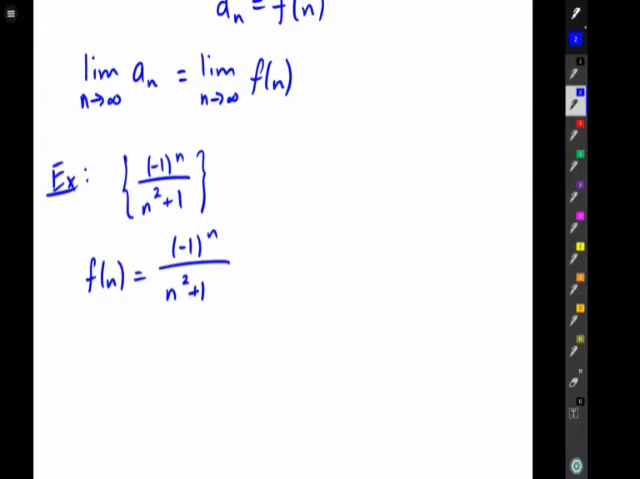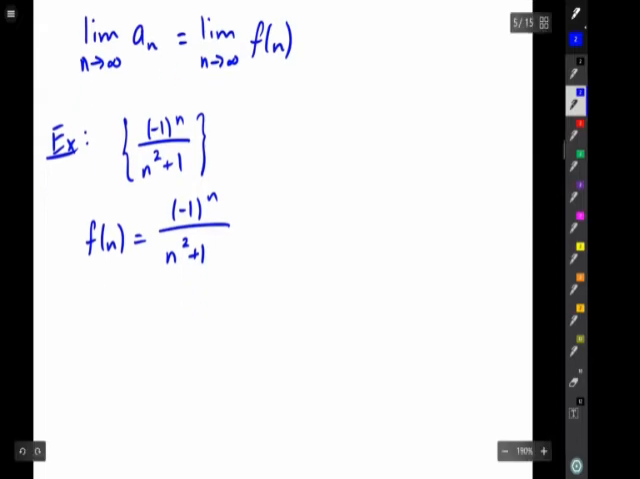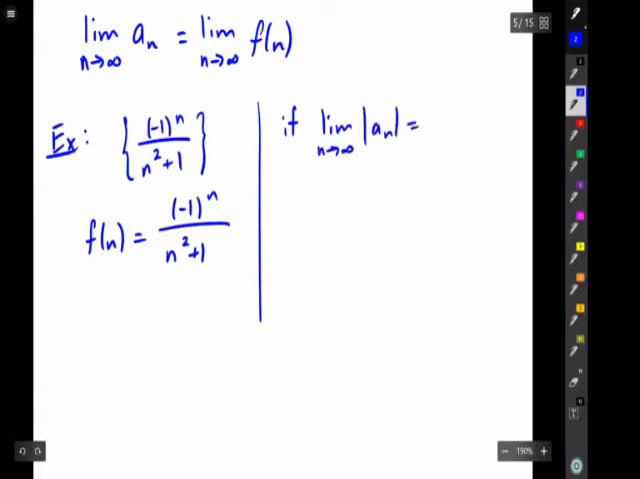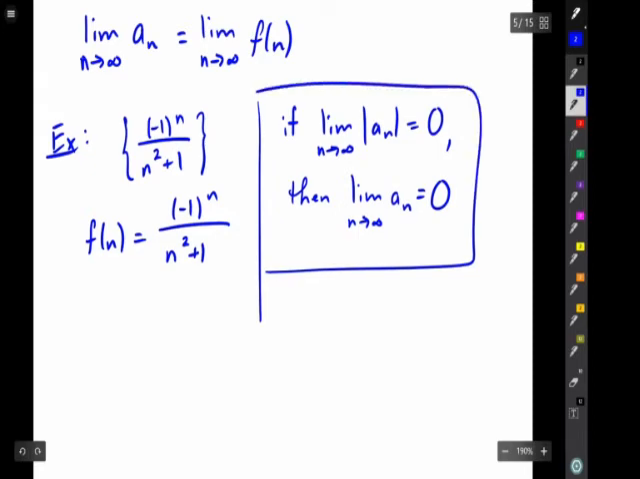So what we can do here is say, okay, so here's our a_n. A fact that's true is that if the limit as n goes to infinity of the absolute value of a_n equals 0, then the limit without the absolute value is also 0. This is a true fact right here.